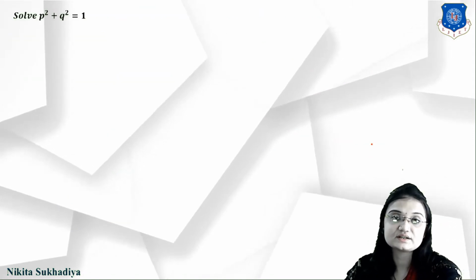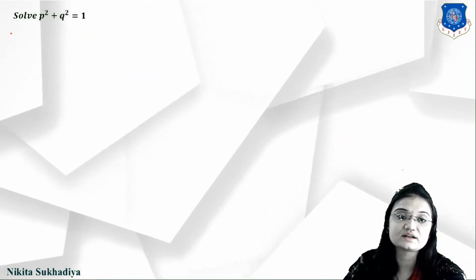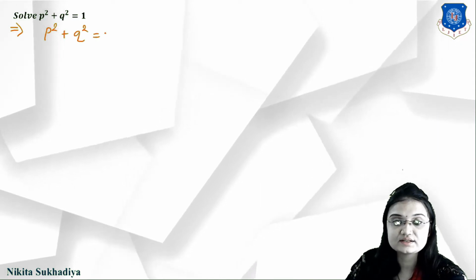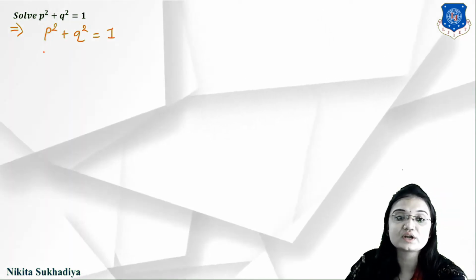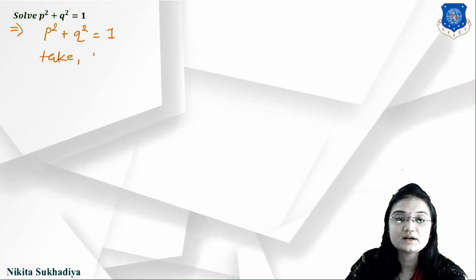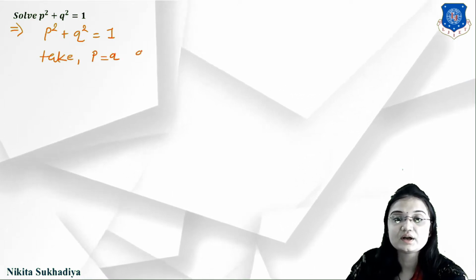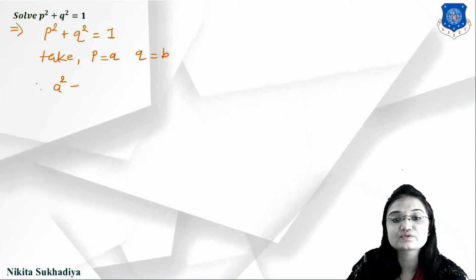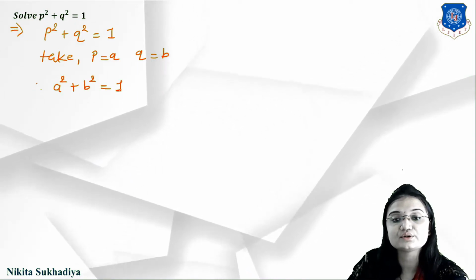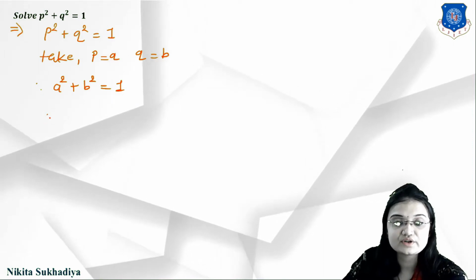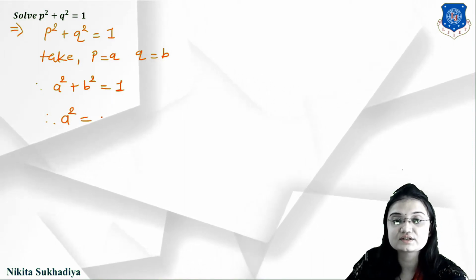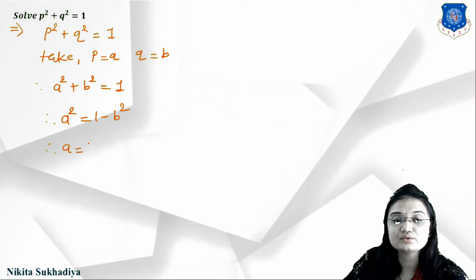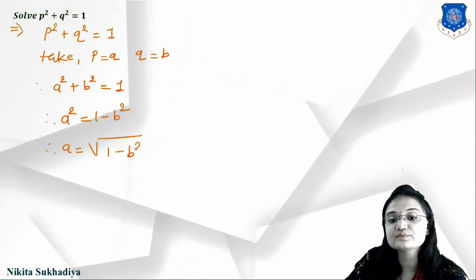Let us understand with an example: here we have p square plus q square is equal to 1. Take directly p is equal to a and q is equal to b, so we get a square plus b square is equal to 1. We can write a square is equal to 1 minus b square, so a is equal to under root of 1 minus b square.